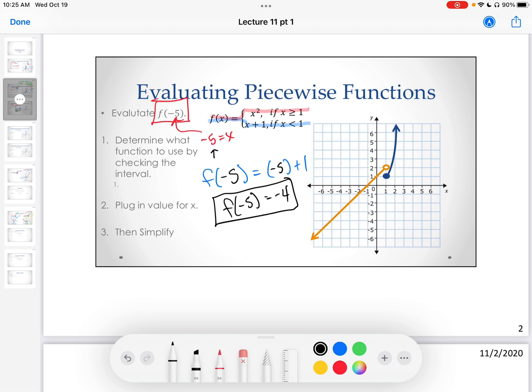Now the other way that you can evaluate these functions, if they give you the graph here, is that you can go to your graph here, just like we did in part 1, okay? And I'm going to use my blue function, which is this one here. And I go to where my x is -5, and I drop down. This is the point -5, -4. So when my x is -5, my y is -4, okay?